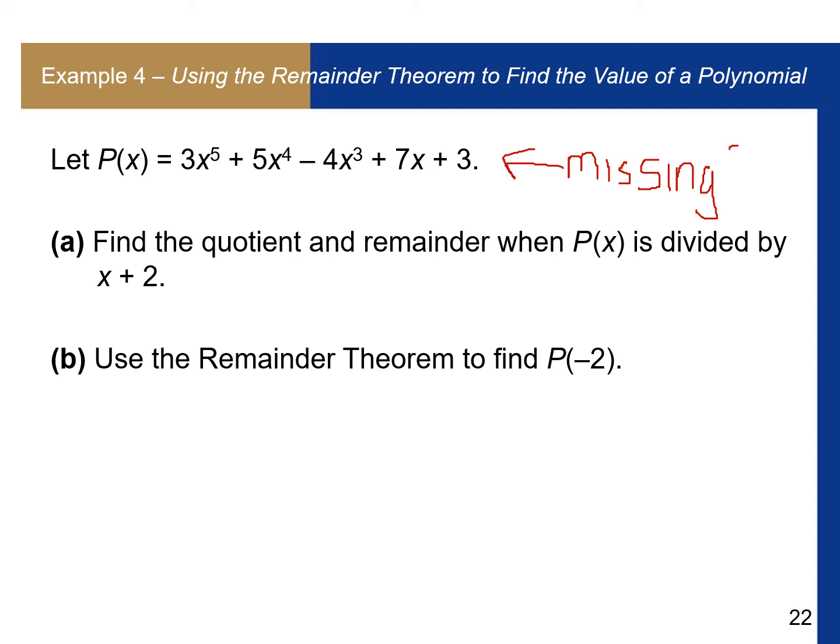Boy, my writing is getting worse with this thing. But I have 5, 4, 3. I don't have a 2. There's my 1 and there's my 0. So that means I have to add in here my 0x squared when I'm doing the problem. I have to add 0x squared in.